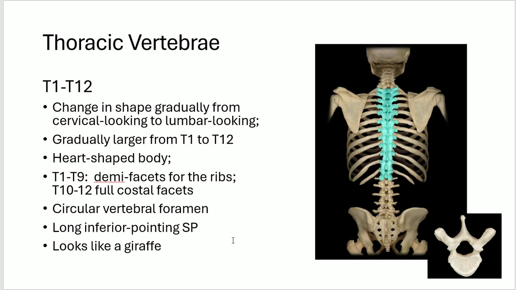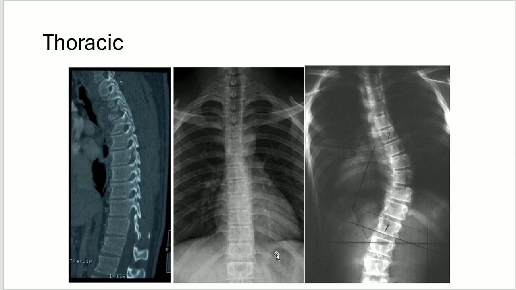Our vertebral foramen, so the hole for the spinal cord, is going to be very circular. And thoracic vertebrae are going to have very long inferior pointing spinous processes. Oh my goodness. Pointy spinous processes. They're going to be sharp and they're going to be angled downward. They're going to look a little giraffe-like. So this is giraffe-like, and then this shows you how they are very pointy, pointing downward.